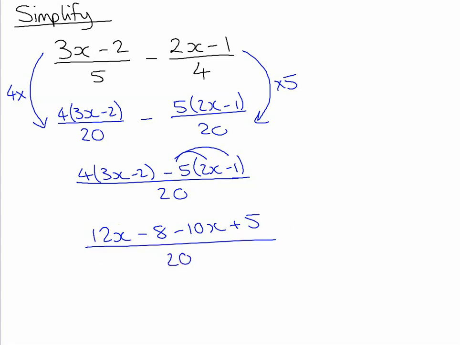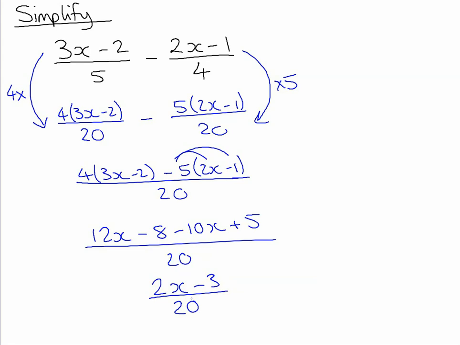Over 20. Okay, so let's collect like terms. 12x take away 10x, we have 2x. Sorry, the software's being a bit funny. So we have 2x. And minus 8 plus 5 is minus 3 over 20. Okay, there we have it.